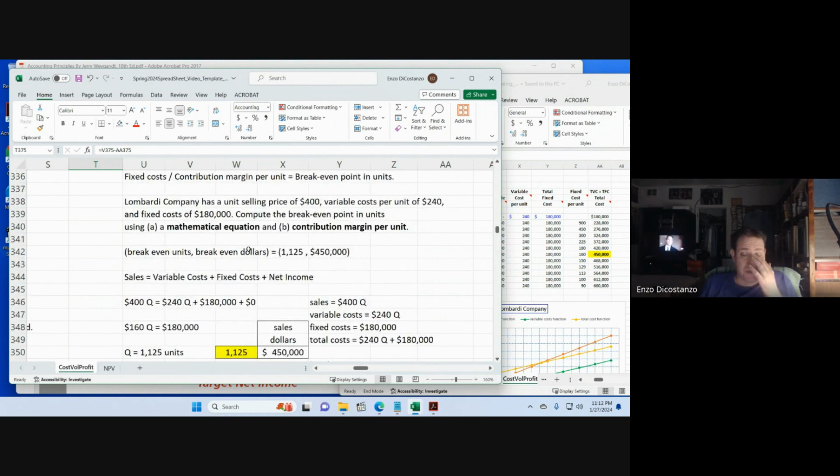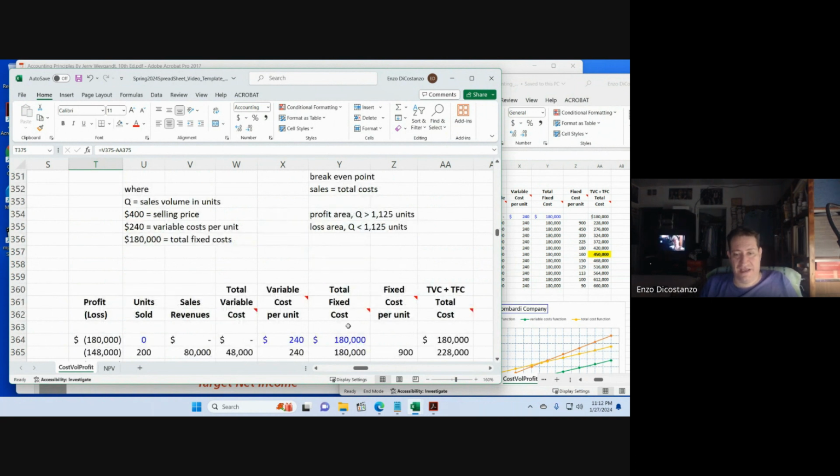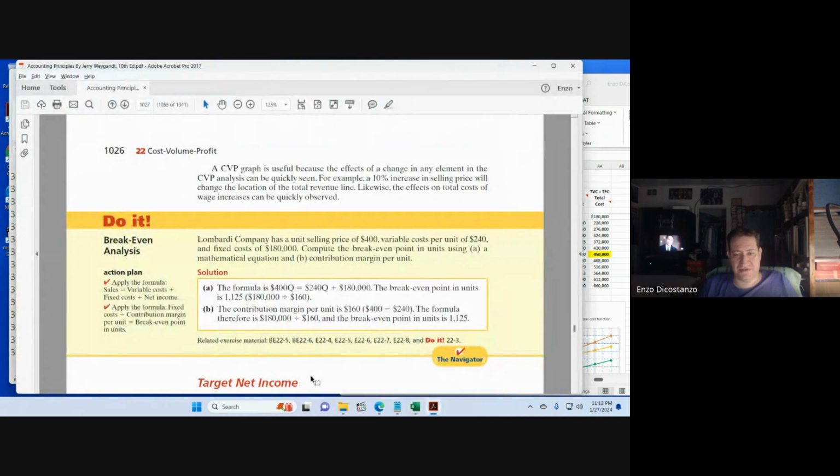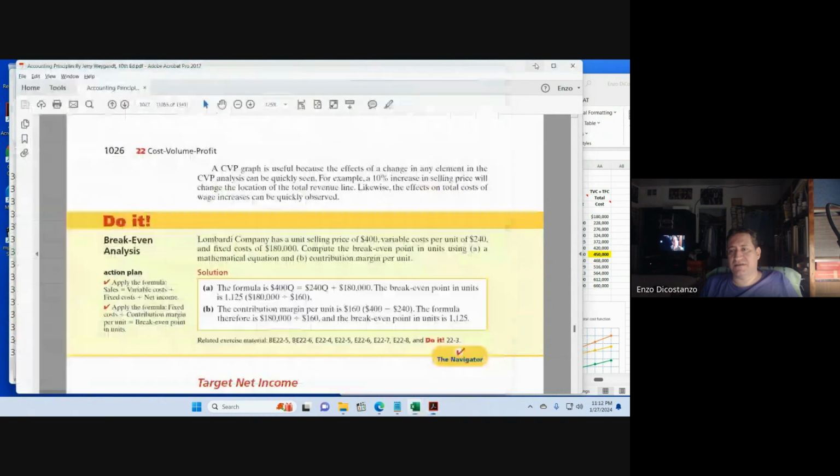So, if someone asks a specific, what is it per unit, kind of a thing, you say, well, it's 160. You can answer it in that particular manner. Is that how the book answered it? Yeah, 160. Okay.